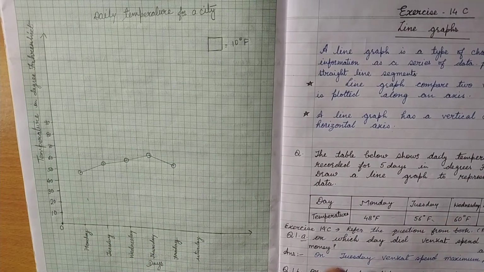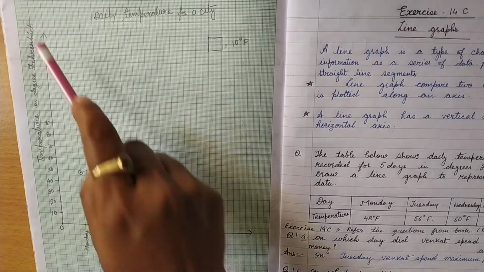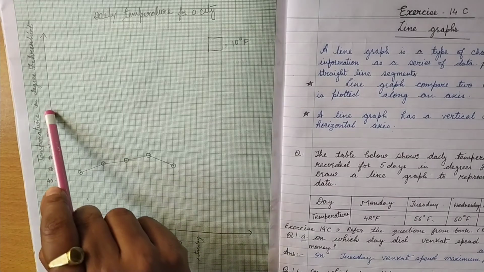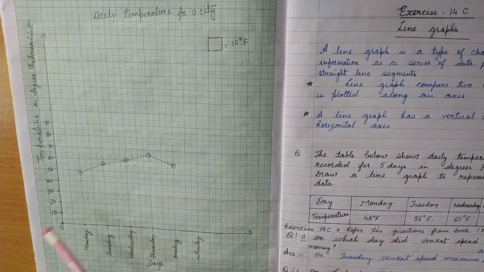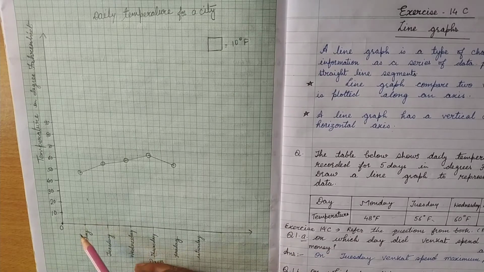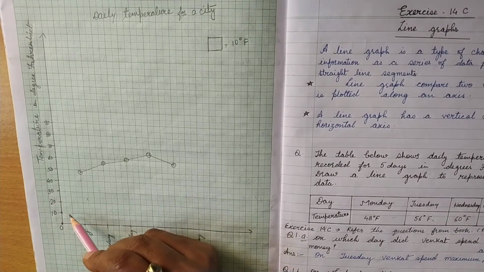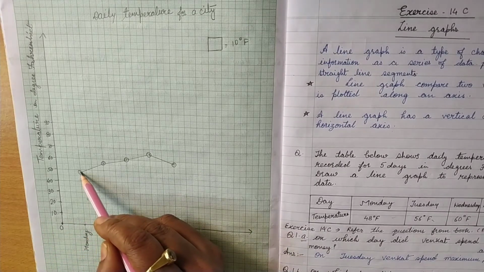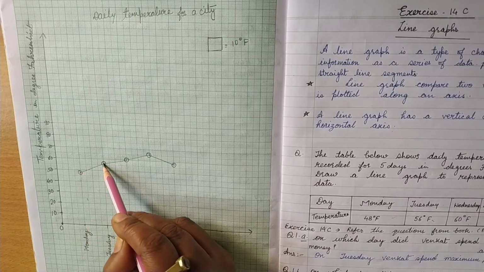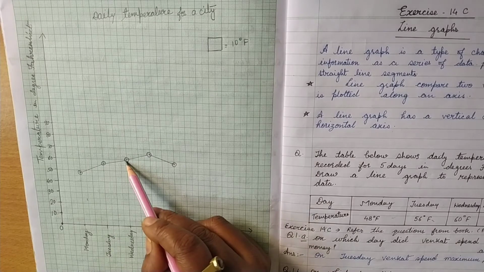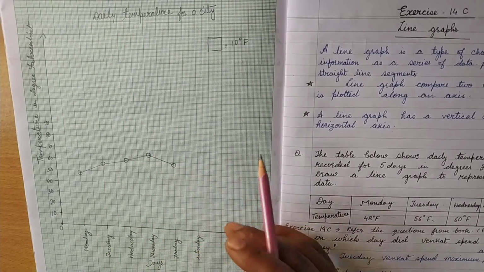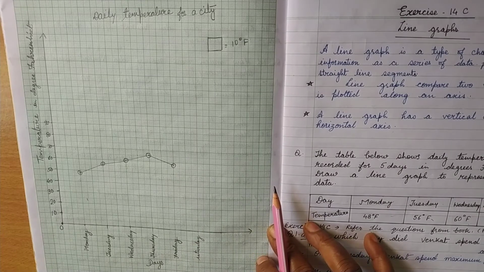Okay, I hope it is completed. The first part, we have to plot the axis, then we have to name the axis. This side I have mentioned degree Fahrenheit. Then you have to use a sharp pencil, count each and every small dot as 1 degree. So I have started from Monday. This is 48 degrees, then 56 degrees, then 60 degrees, 65 degrees, and then again 58 degrees. Okay, clear to you? Do this work neatly.